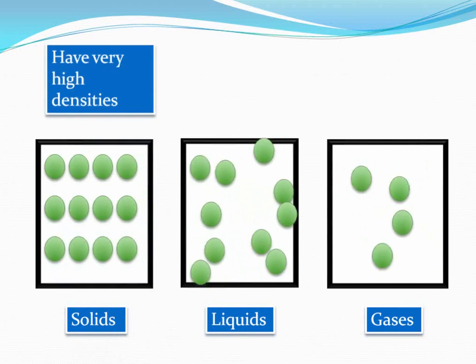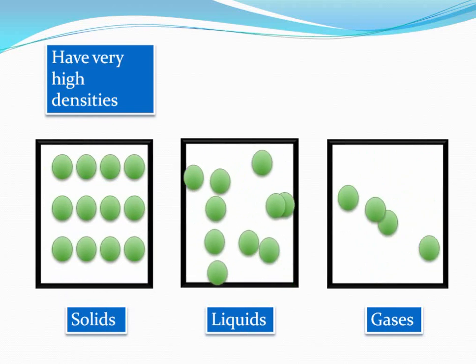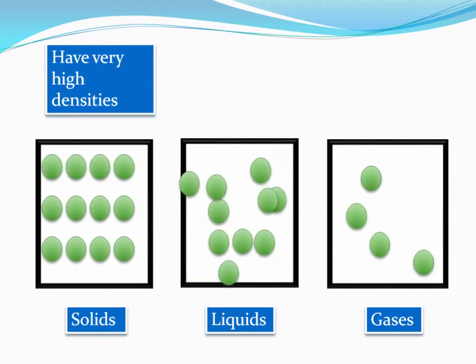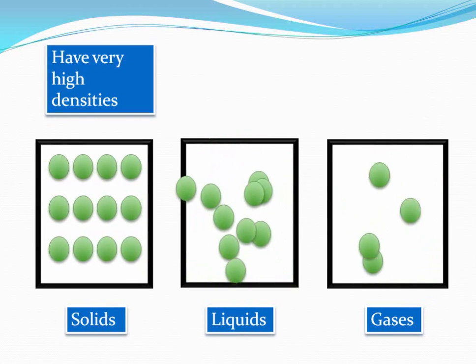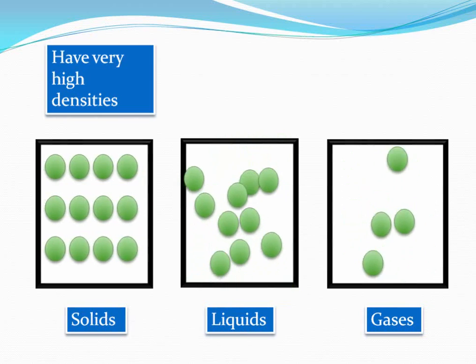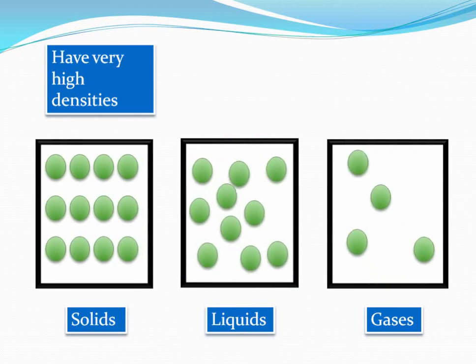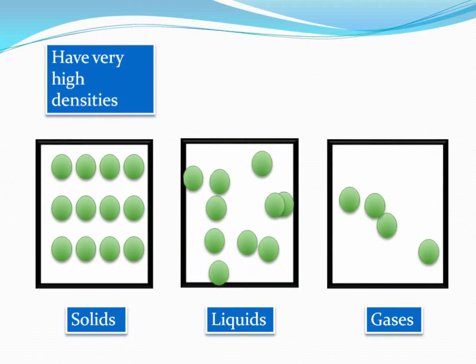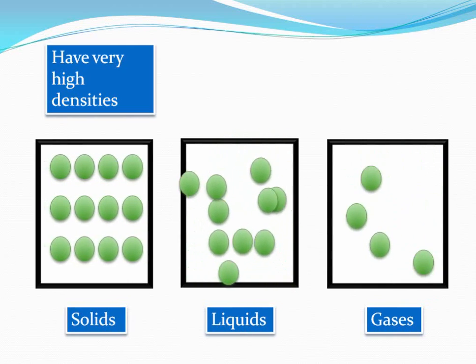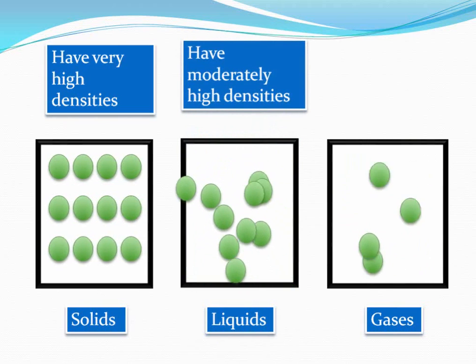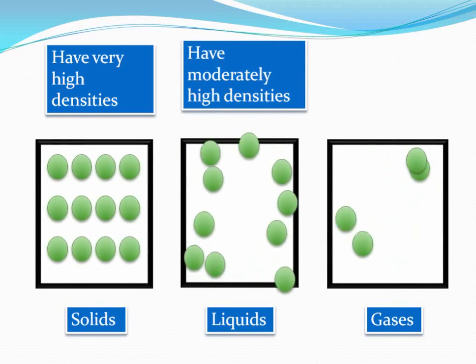Another property of solids, liquids and gases that we studied earlier was that solids have very high densities. Again, that is obvious. You see, in case of solids, a large amount of particles are packed in only a very small amount of volume because the particles are close together. So clearly, the number of particles per unit volume is very high, and so the mass per unit volume is very high.